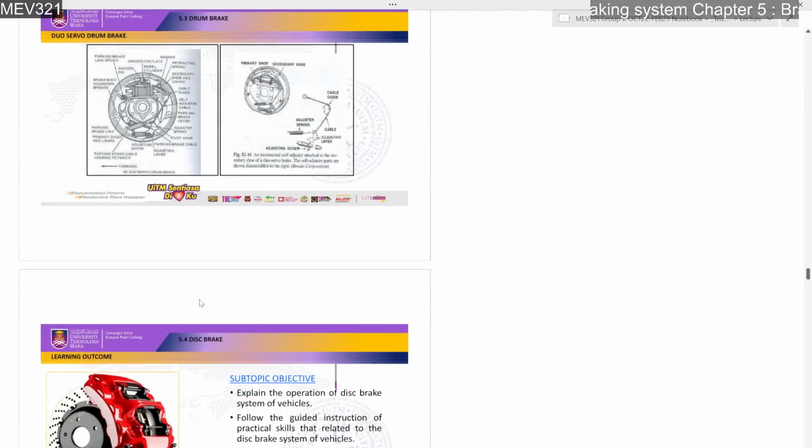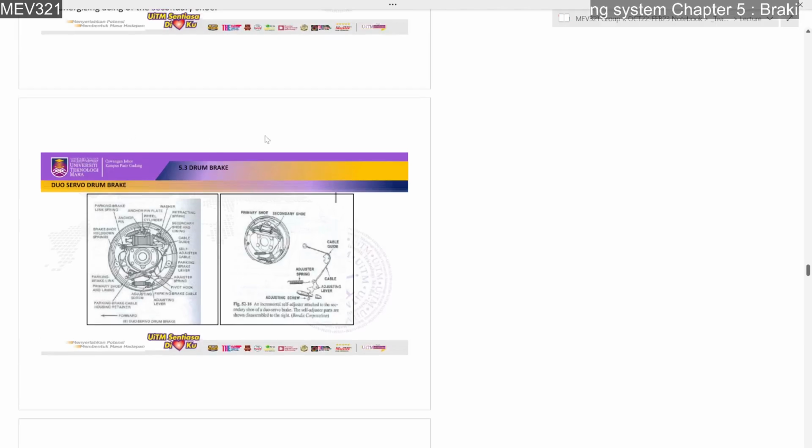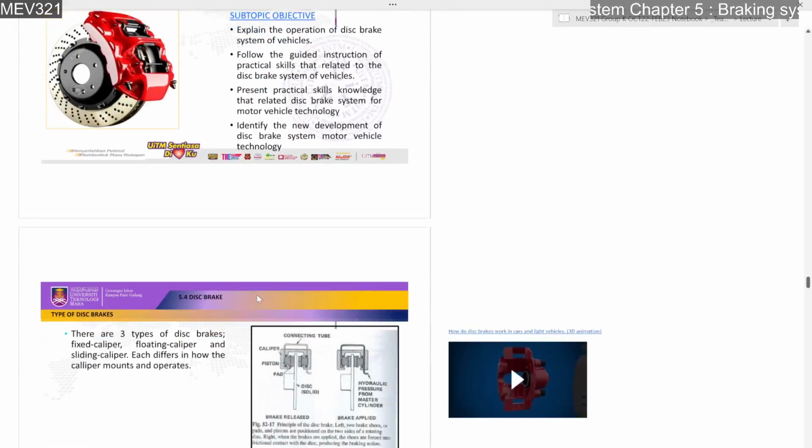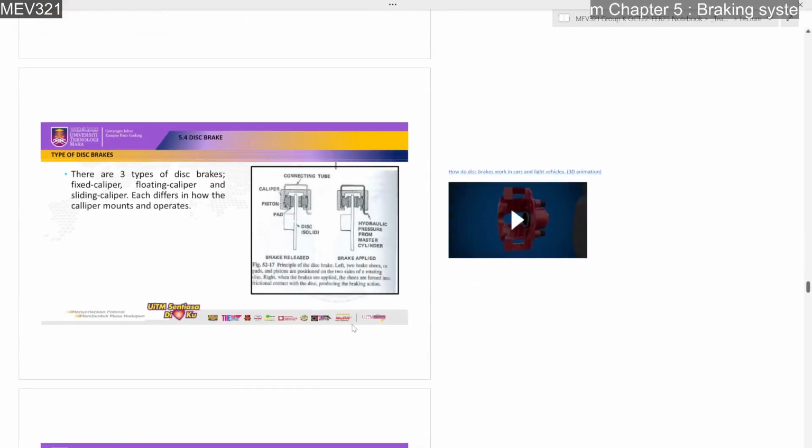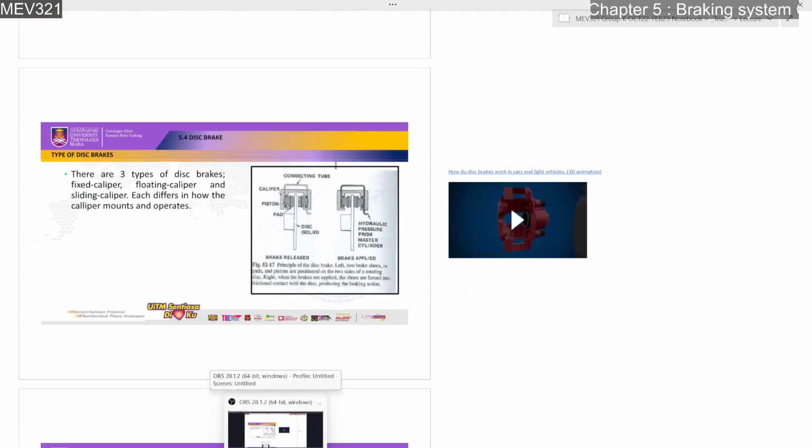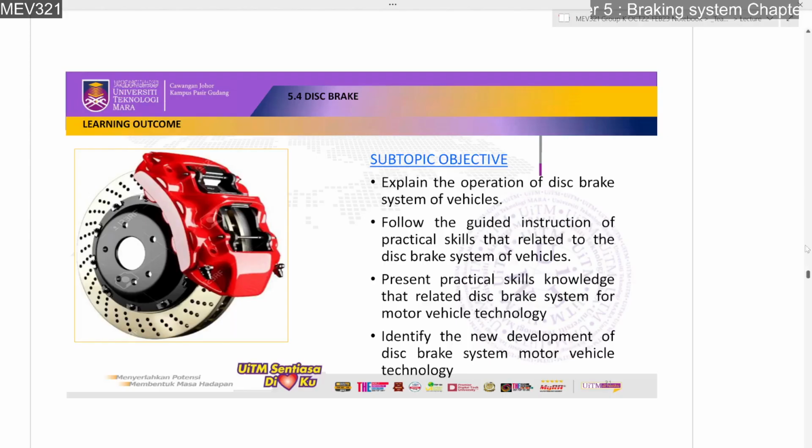Okey. So, kita rehat untuk yang drum brake. Saya akan sambung dengan 5.4 sekejap lagi pasal disc brake. Subtopik 5.4. Okey, jenis yang kedua, selepas drum brake kita ada disc brake.